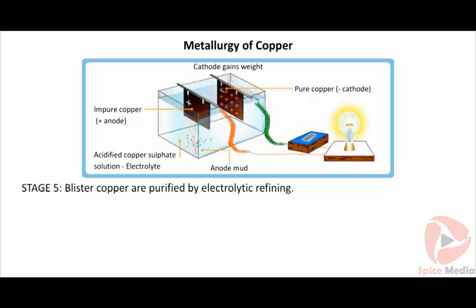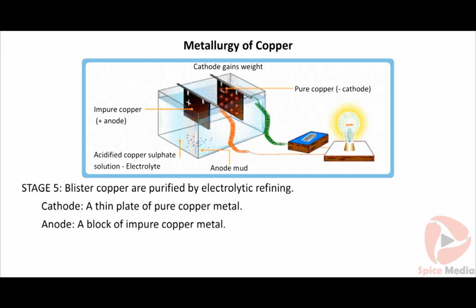Stage 5. Blister copper contains 98% pure copper and 2% impurities, and is purified by electrolytic refining. This method is used to get metal of a high degree of purity. Cathode: a thin plate of pure copper metal. Anode: a block of impure copper metal. Electrolyte: copper sulfate solution acidified with sulfuric acid.